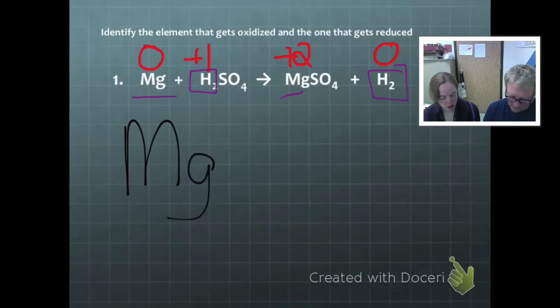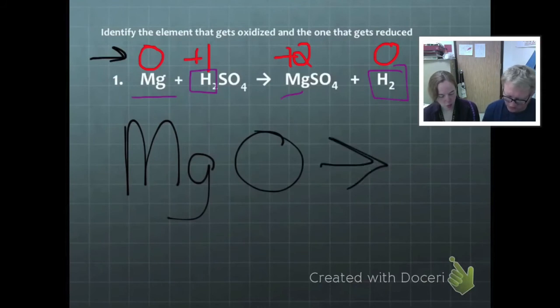And what happens to its oxidation number? On this side, it was 0. So write that it was 0, then an arrow. And when it reacts, it goes to what? It goes to positive 2. So positive 2. All right, now let's do the same thing with hydrogen.